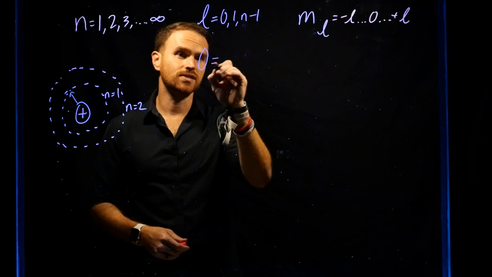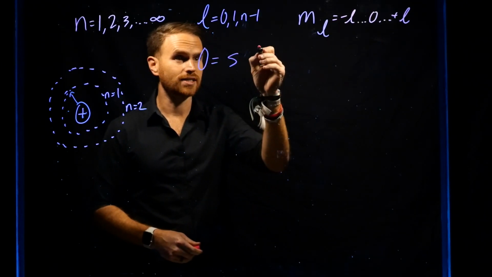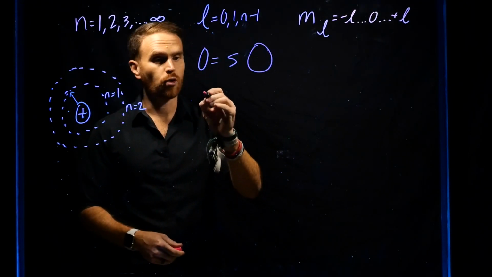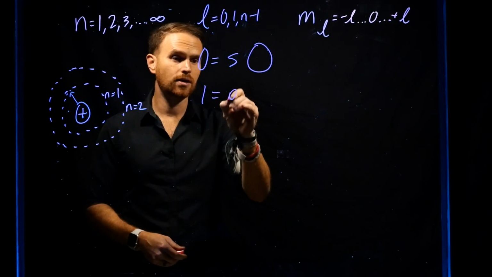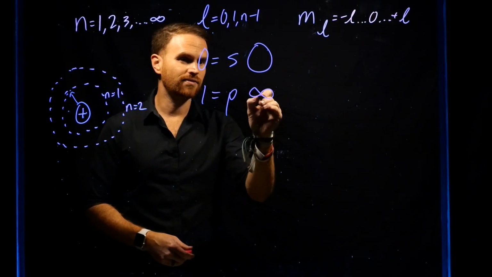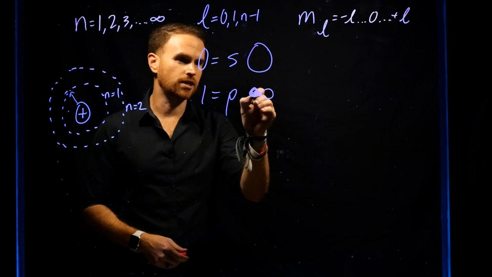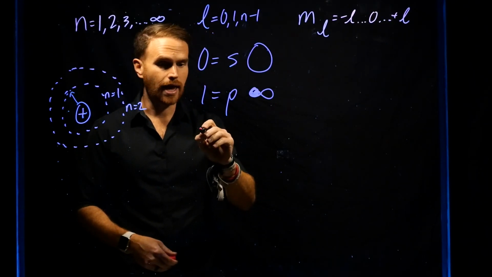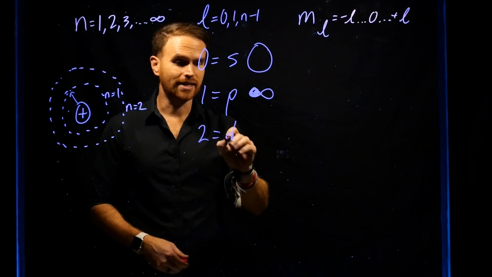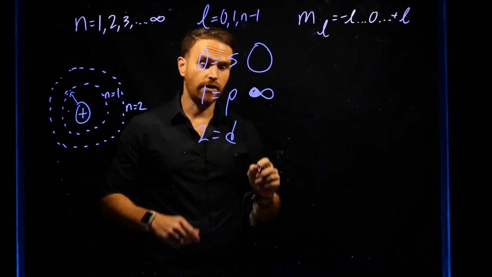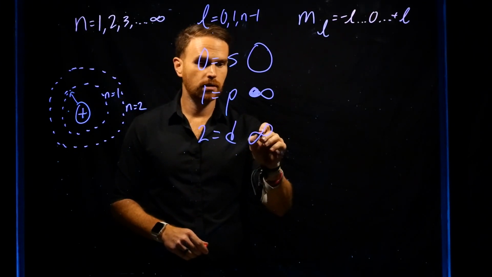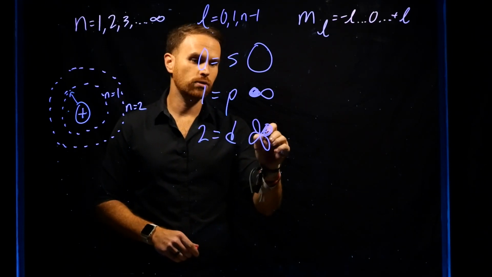For l equal to 0, that's an s orbital, which has a spherical shape. For l equal to 1, that's a p orbital, which looks kind of like a dumbbell, where you have a shaded and an unshaded region. When l is equal to 2, that is a d orbital, of which there are 5. Most of them look like four-leaf clovers.